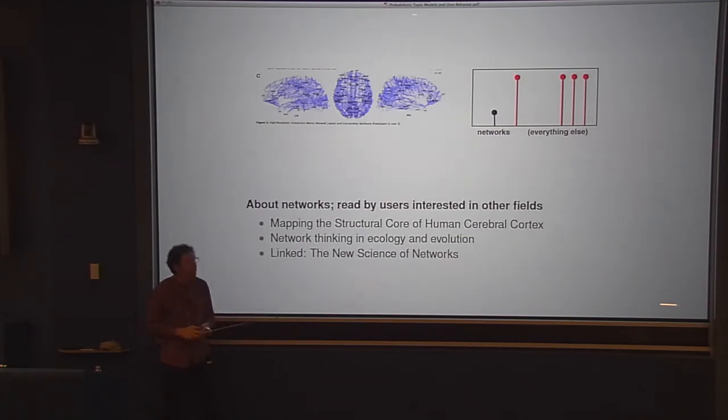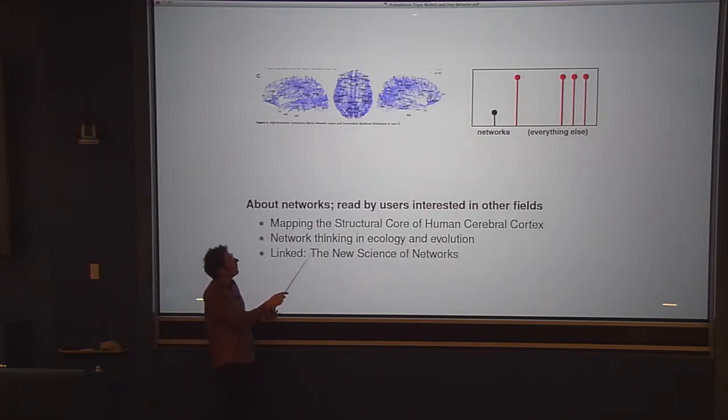It's just that it has to be high in other fields to make it onto this list. These are articles that are about networks, but that people who like other things are reading. And you can see different kinds of articles here. Here, Mapping the Structural Core of Human Cerebral Cortex, that's what that picture's from. That's an article about the application of network analysis to neuroscience. So it's about networks, but neuroscientists read this article.